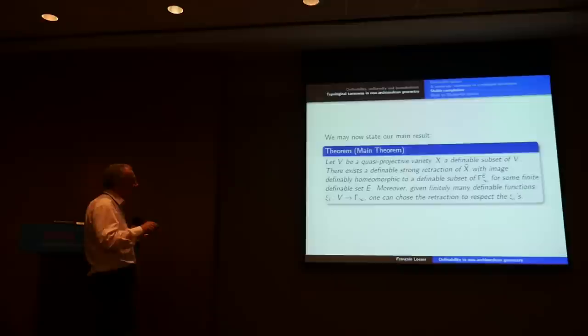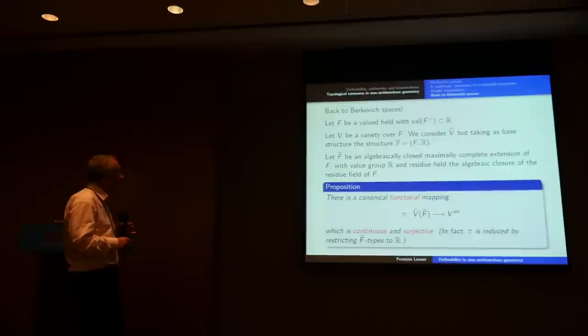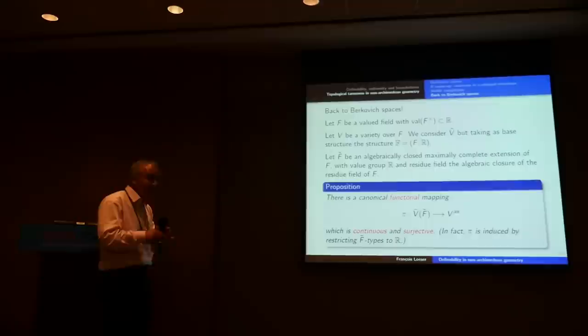And in fact, given a finite number of definable functions, one can choose a retraction that respects these functions. So this is our main result. I will skip the sketch of proof, which is very sketchy because the proof is something like 60 pages.